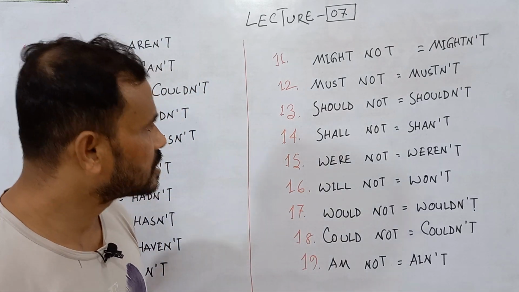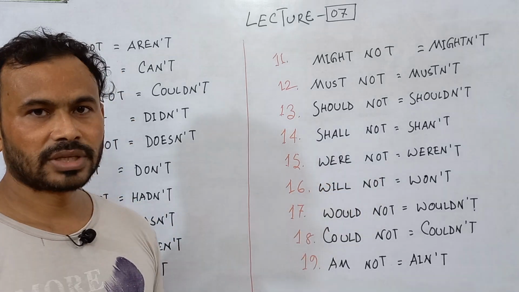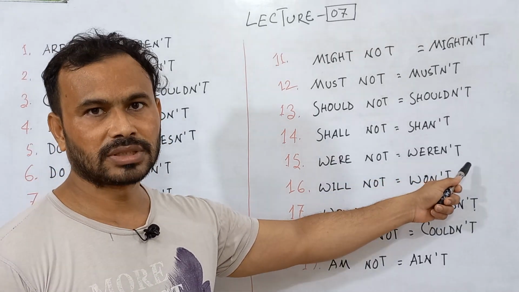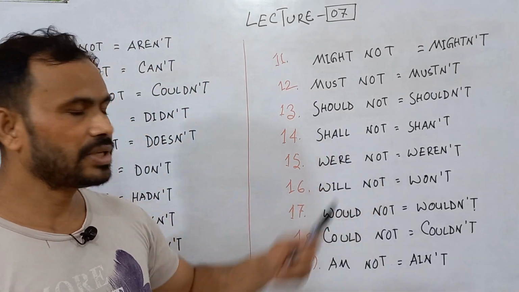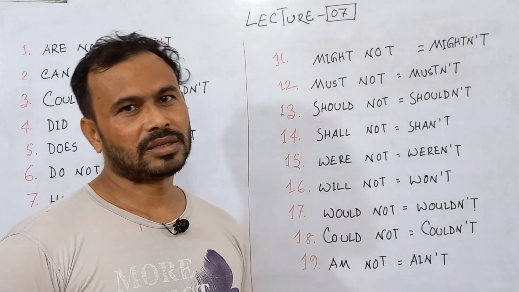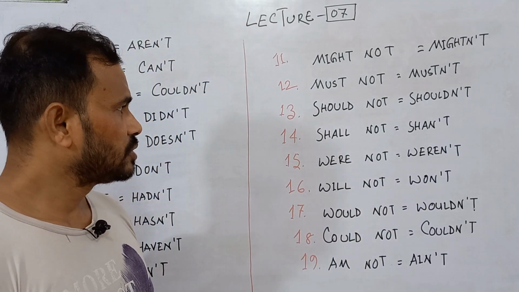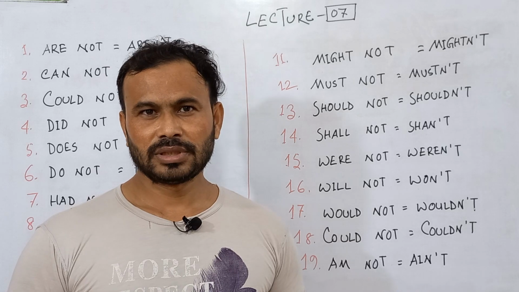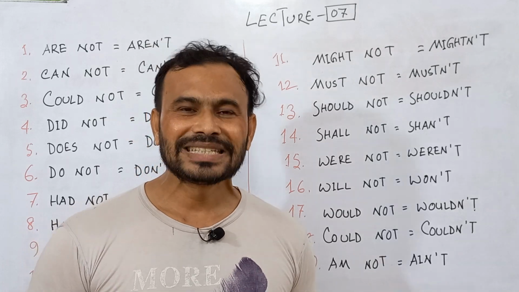So friends, my next phrase is were not. The contracted form of were not is weren't. One sentence for were not is: They were not completing the project. If you want to use the contracted form of were not, the sentence would be: They weren't completing the project.